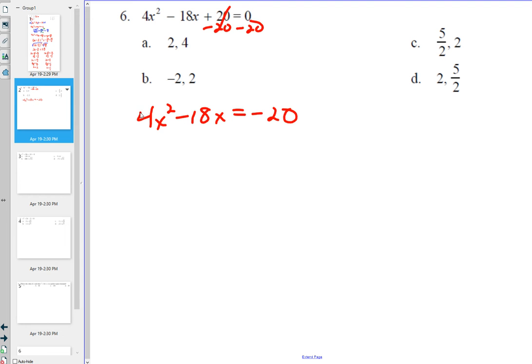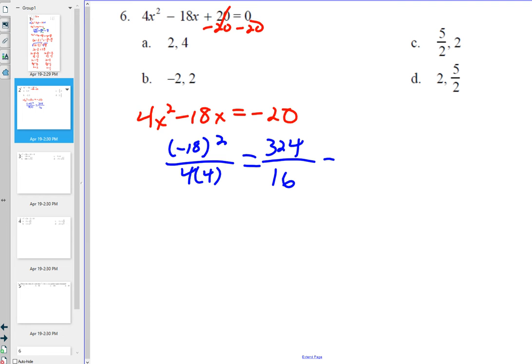So I can go straight into completing the square. Negative 18 squared over 4 times 4. 18 squared is 324, but you can double check my math, over 16. That also can't be divided, but it can be reduced by 4. This gives me 4, that gives me 81. 81 over 4. So just like the last problem, you're going to add that up to both sides.